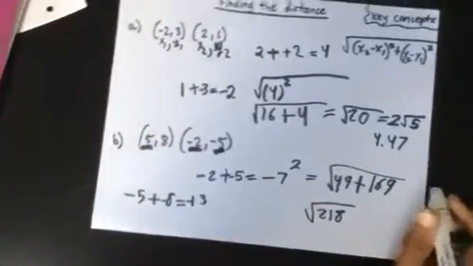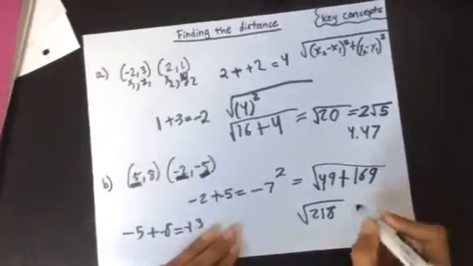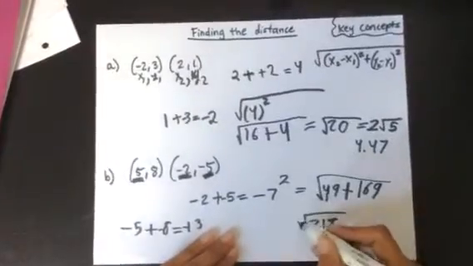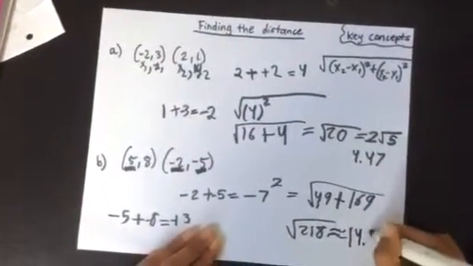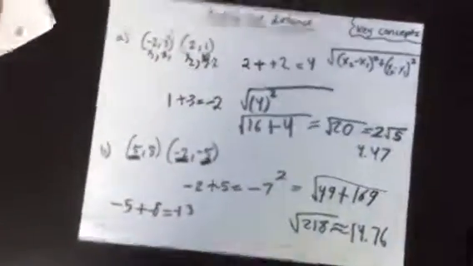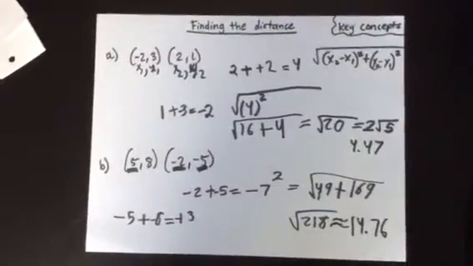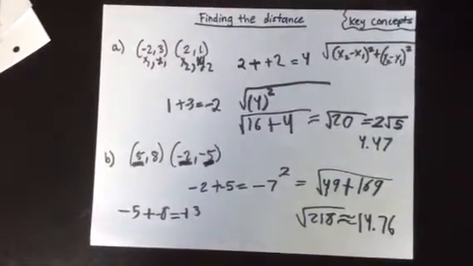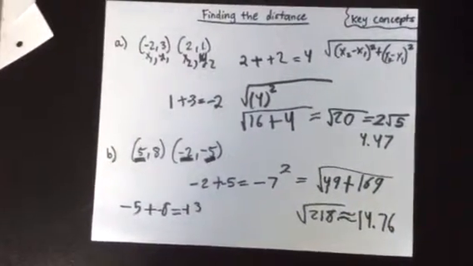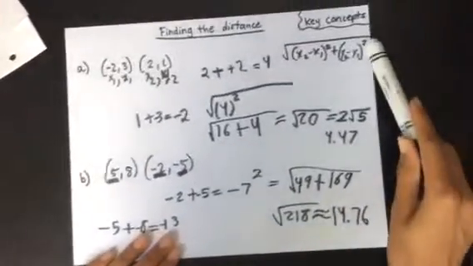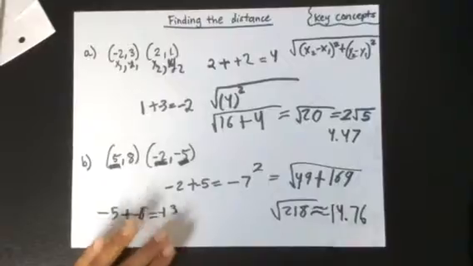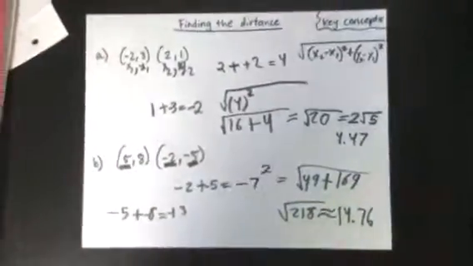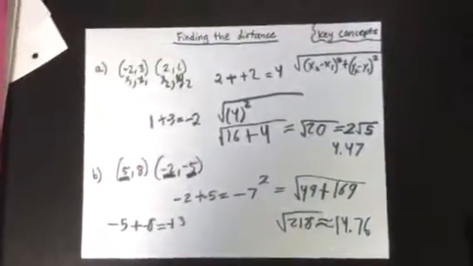And when you have 218, what you're going to do next is find the square root of that. Once you've done that, you're going to get about 14.76. So you can use the same concept to find the distance in 3 dimensions, like the z-axis. It's the same thing, but you just add z sub 2 minus z sub 1 squared. So that's how you find the distance between 2 points.